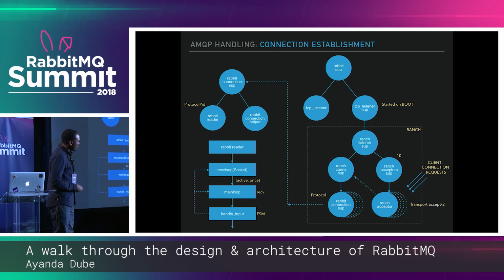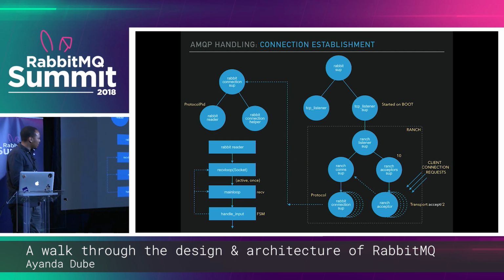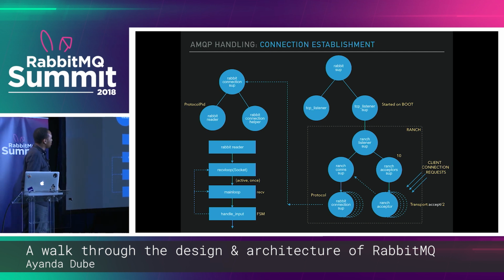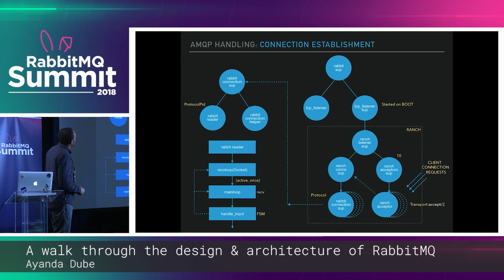And then it will start up the reader setup, right? And then it will come back, and your acceptors get back to the accept phase, right? And then each client connection that comes in will set up a reader, which is the handler for that client connection. And you can have as many Rabbit reader supervision trees started as client connections come in, right? So basically that's just a brief on the connection establishment.